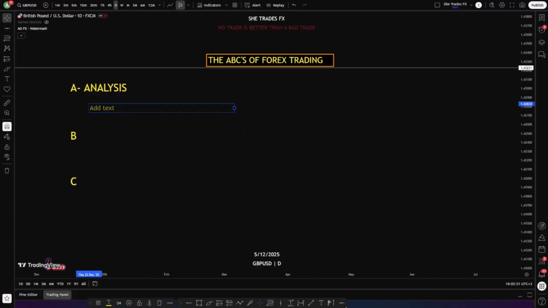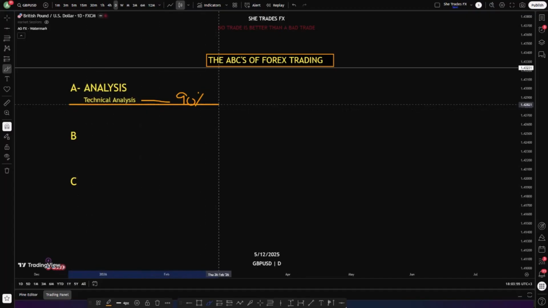Okay, so the first one we have is technical analysis. Now, if you've noticed, this is where a majority of the traders in today's world put all their focus on. 90% of traders put all their focus on technical analysis. Okay? What is technical analysis?